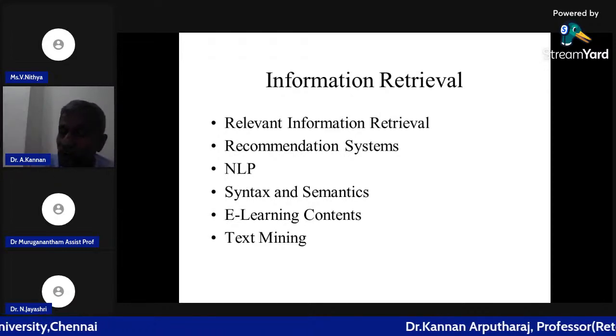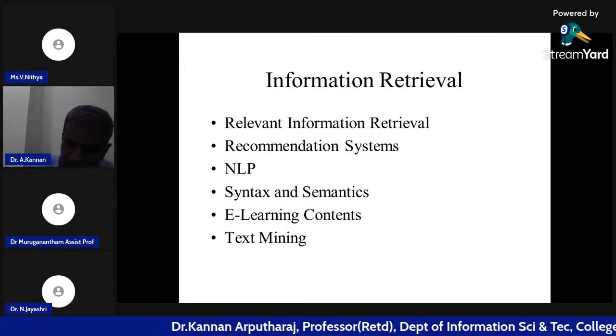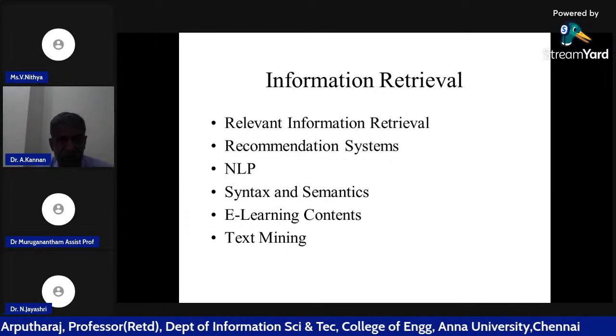In text mining also we do classification, clustering, and we get relevance feedback, we find the associations, and based on the associations we find the relevant information.